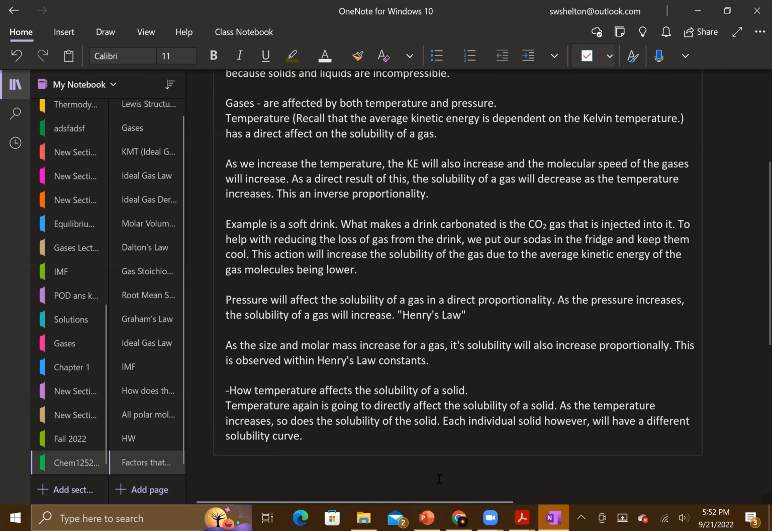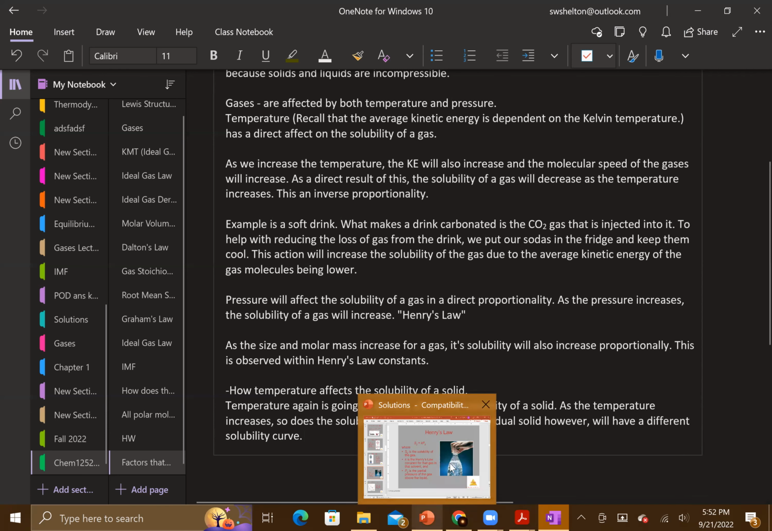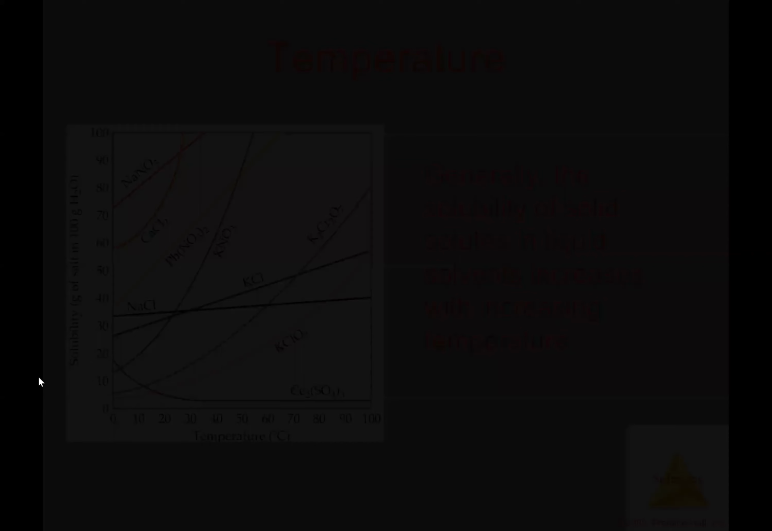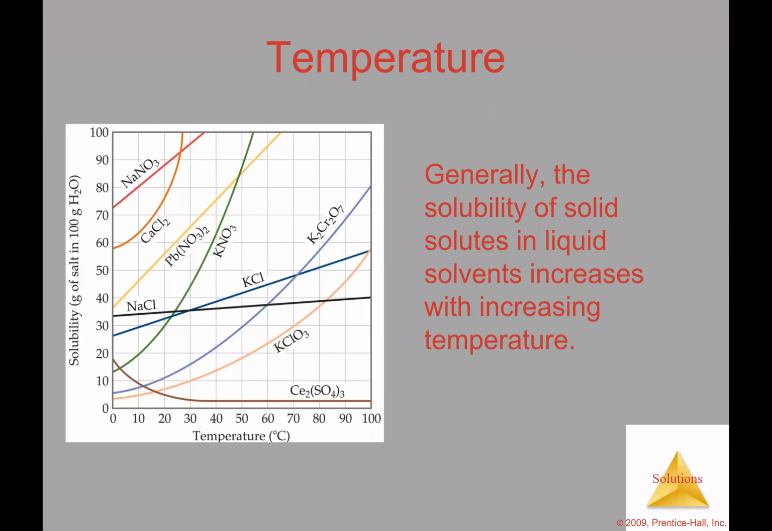All right, so we're going to go back to the PowerPoint here, and we're going to look at the solubility curve for a solid. I drew this graph up on the board yesterday, but I didn't talk about it a whole lot. I'm still going to go over it here with you just to make sure we're on the same page. What I want you to notice is that all these individual lines, these different colors, represent different solids. The main pattern you see is that as the temperature increases, the solubility of a solid increases.